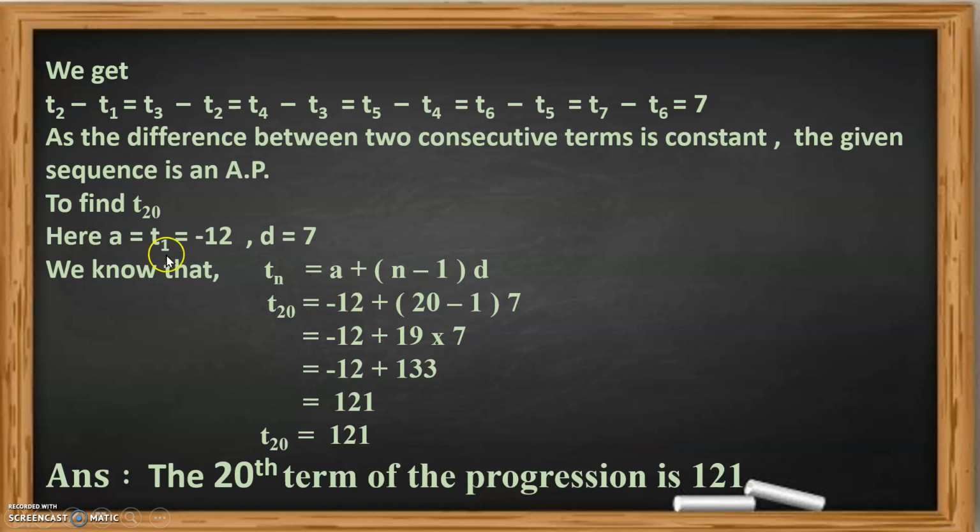You have to substitute the values of A and D that we have got. So this is how you have to solve. First, if the question says you have to check whether it's an AP, then you have to first solve it. Check whether it's an AP by finding the difference of two consecutive terms. If you get it as a constant, then only you have to proceed further to calculate the term that is asked. Let's go to the next question.